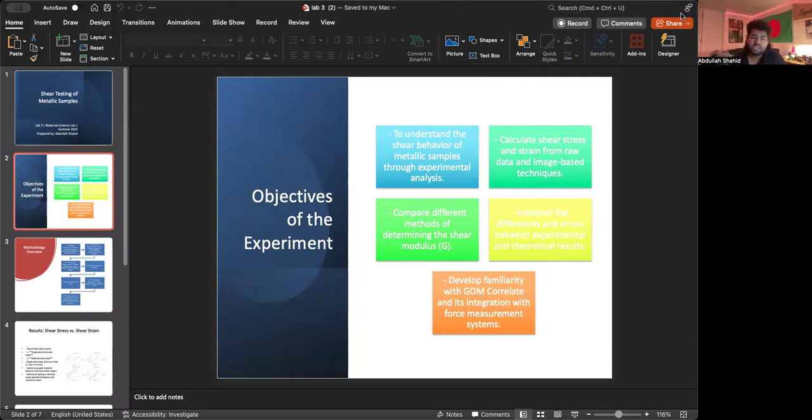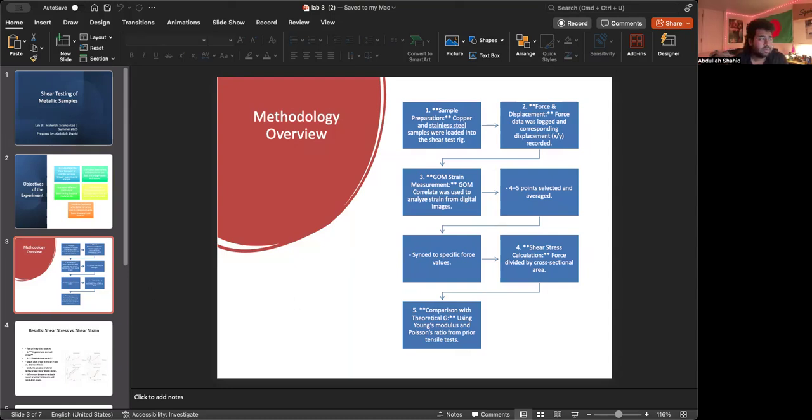The objectives of the experiment were threefold. First was to perform shear testing on two metallic samples, copper and stainless steel, using both displacement-derived strain and GOM image-based strain tracking. Second was to calculate and compare the shear modulus using multiple approaches. And finally, to identify the sources of error and evaluate how different methods can complement each other in material testing.